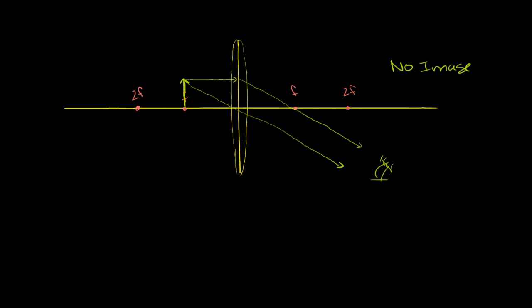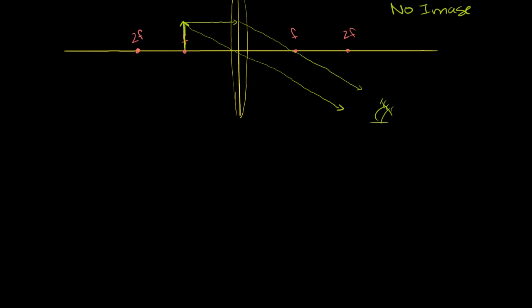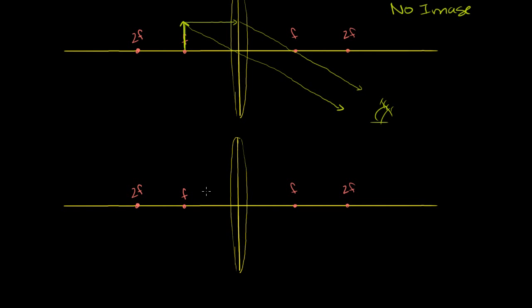Now the last case is, let me draw this. I'm running out of space. Let me just paste it over here. So the last case, let's put the object less than 1 focal distance away. So let's put the object right over here and think about what happens. So once again, if a light ray from this tip were to go parallel, it will be refracted through the focal point on the other side.